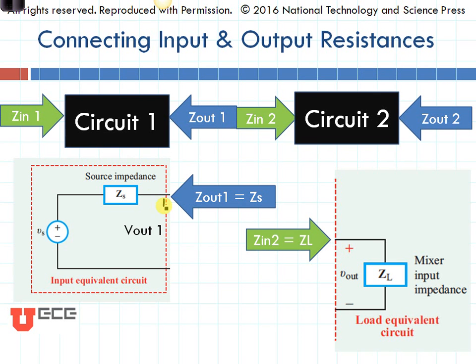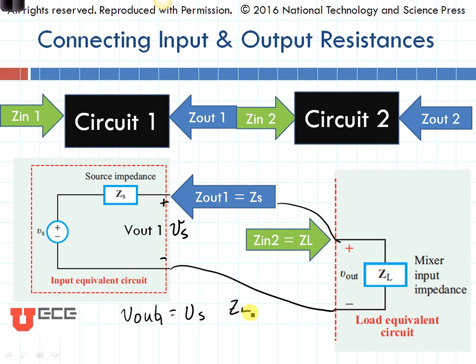The output voltage that I might like here would be Vout1. And let's suppose that I wanted to drive this circuit with a source Vs. And I'm going to drive this, maybe a mixer input impedance or something. And I connect them up like this. What does that give me? That's a voltage divider. We know something about voltage dividers. We know that Vout1 is equal to Vs times Zl over Zl plus Zs, because that's a voltage divider.